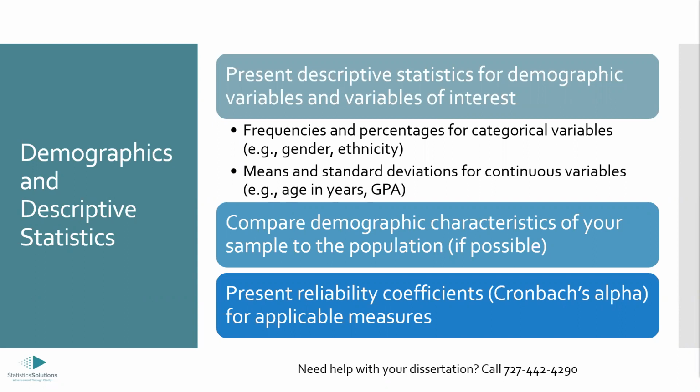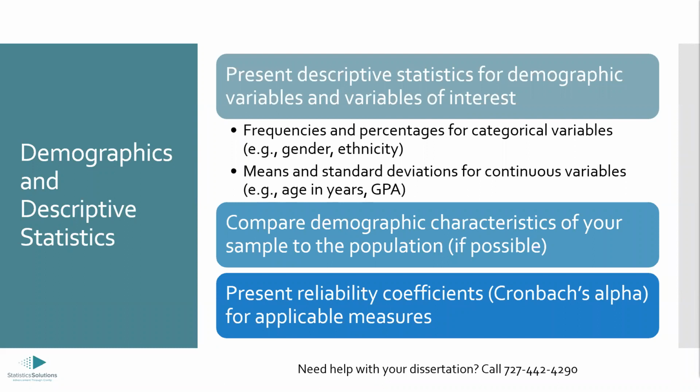If possible, you may want to compare the demographic characteristics of your sample to the population. Again, this goes back to establishing the representativeness of your sample. If you have information about population characteristics, so for instance, what is the proportion of males and females in the population, you can then compare that to the proportion of males and females that you observed in your sample to see if it's similar or different.